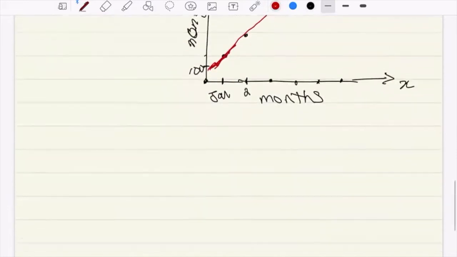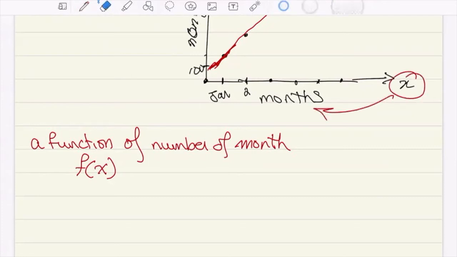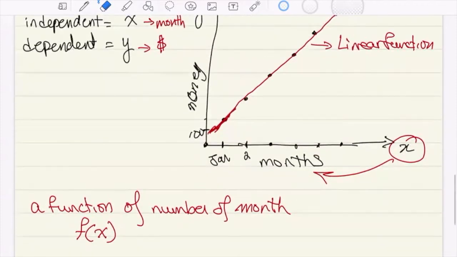Okay, so we have a function of number of months. Why? Because we know the function is always of x. You see when we write f of x. So it's the function of whatever I have in the x values, which are here, the months. The function of the number of months since we began saving.